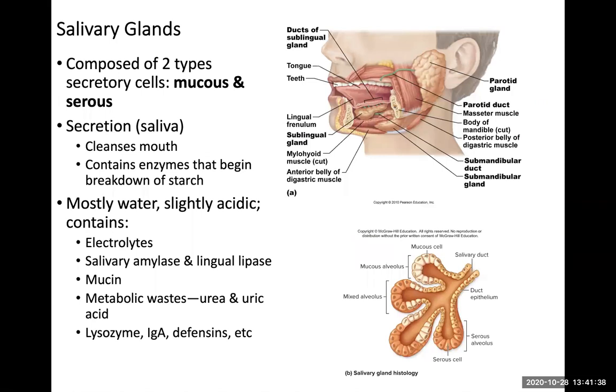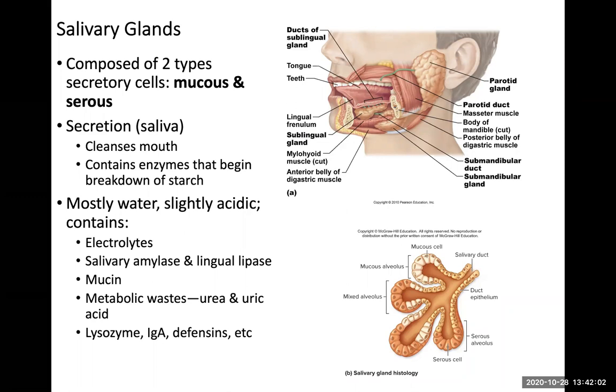Okay, for salivary glands, saliva is made up of two different types of secretions. It's made up of what we call mucousy secretions and what we call serous secretions. Serous secretions are the ones that are more watery in nature, and then mucousy secretions are, of course, much more viscous because they have a larger degree of mucus in them.